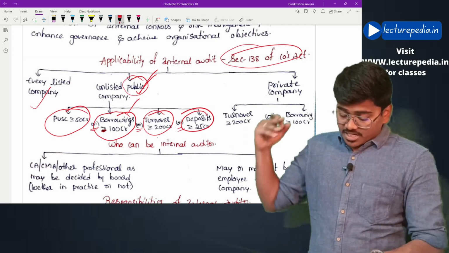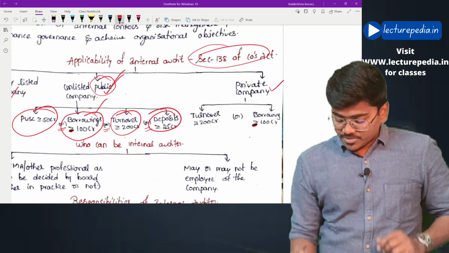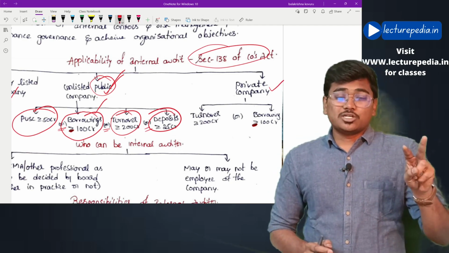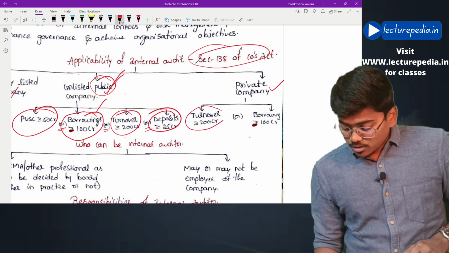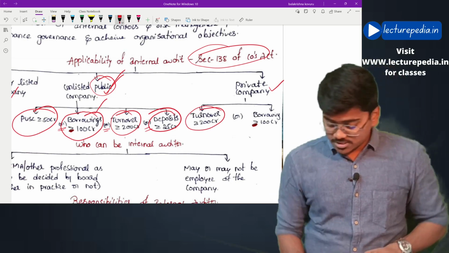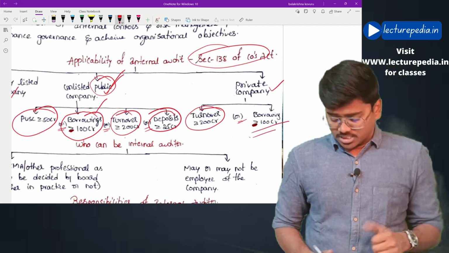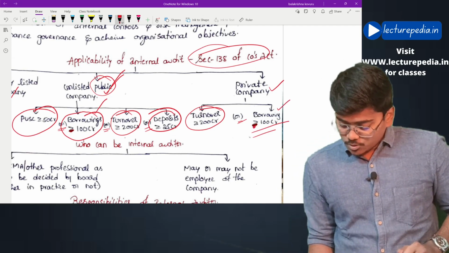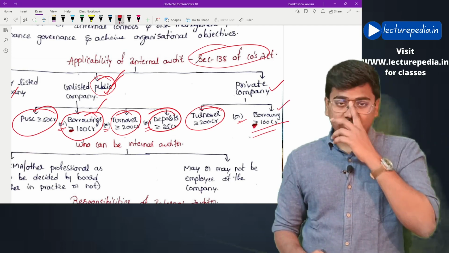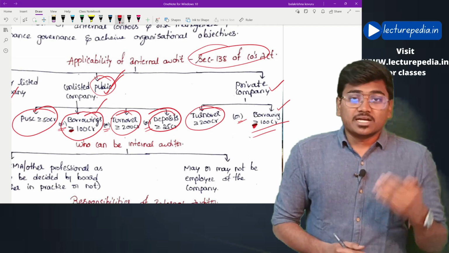Coming to private companies. In case of private companies, you have to check 2 limits. One is turnover of more than or equal to 200 crores, or borrowings of more than 100 crores. Here also for borrowings equal to is not there. Hope this is clear. This is the applicability of internal audit.